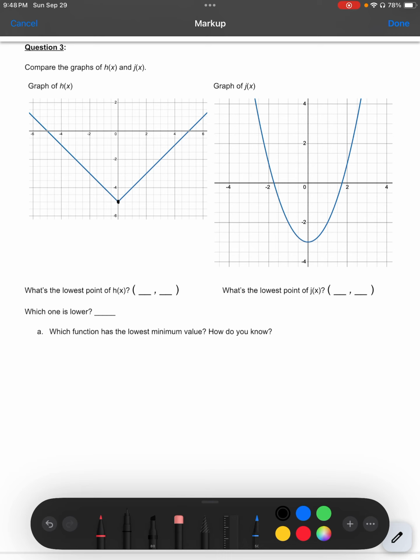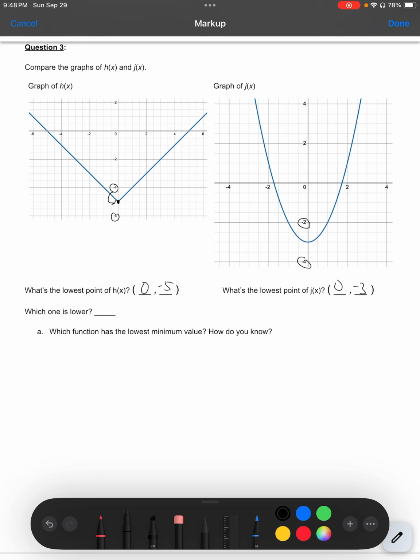And that looks like it goes between -4 and -6. We're going to call that -5. So it would be at the point 0, -5. Then if we look at the graph of j of x, that one is between -2 and -4, so we'll call that -3. That would be the point 0, -3.